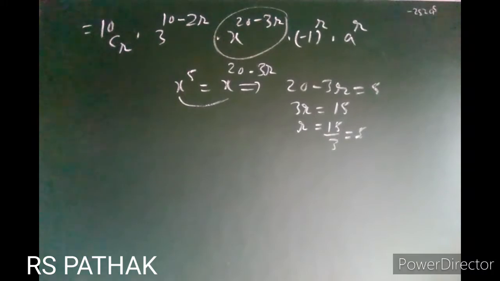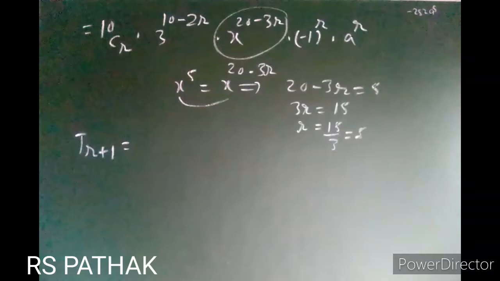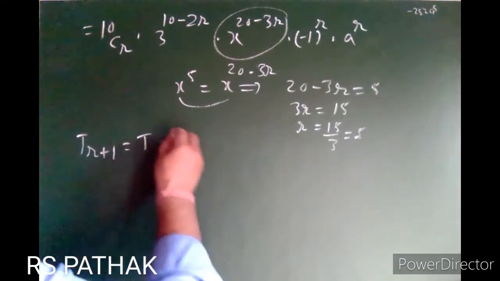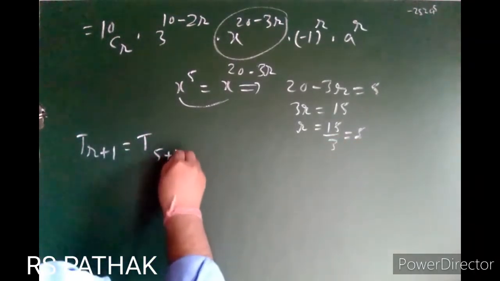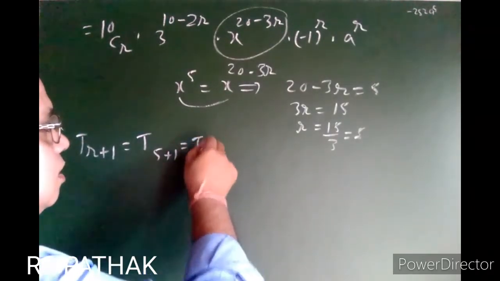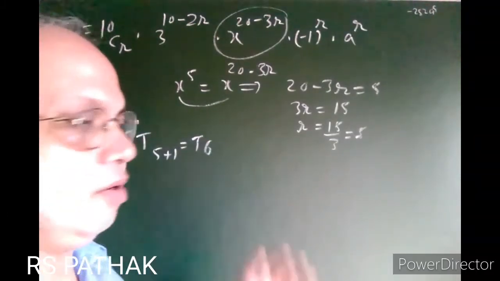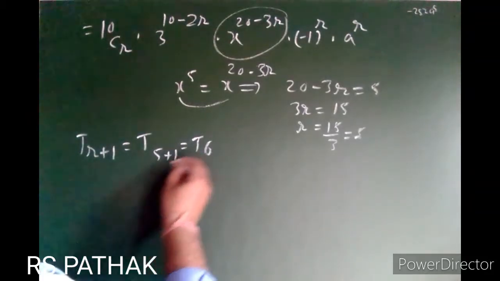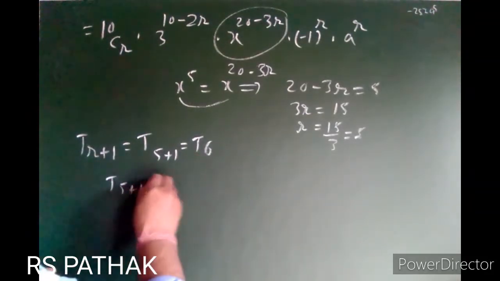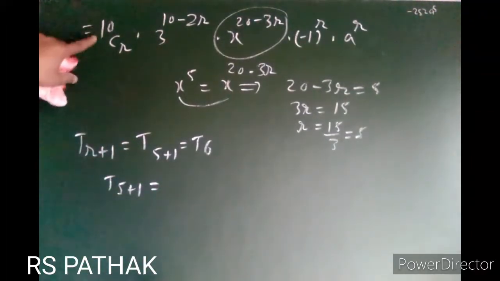Now, I have found the T(r+1) term. T(r+1) term means r is 5, 5 plus 1 means T6. The sixth term will be the coefficient of x to power 5. Therefore, I have to find T(5+1) equal to, in place of r, we should put 5.